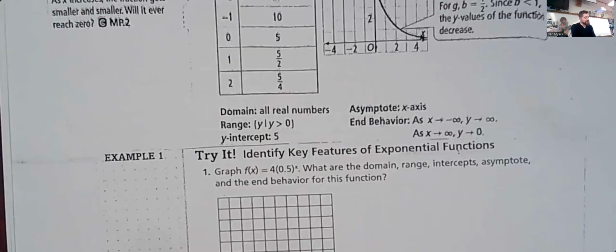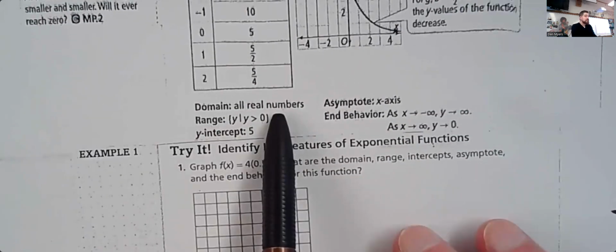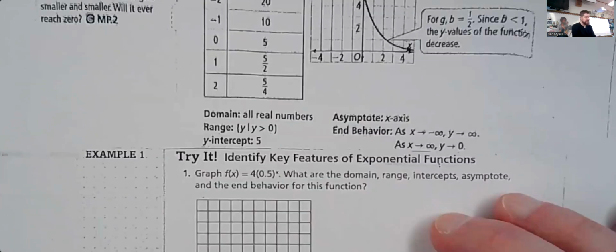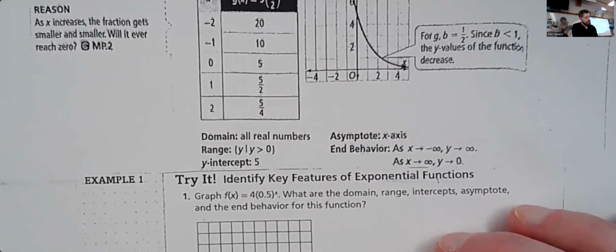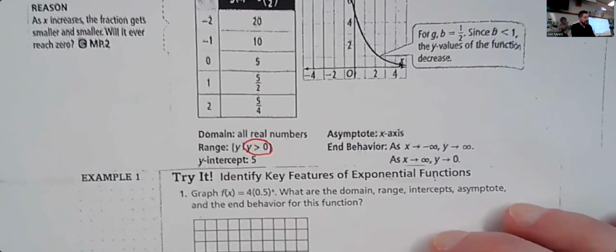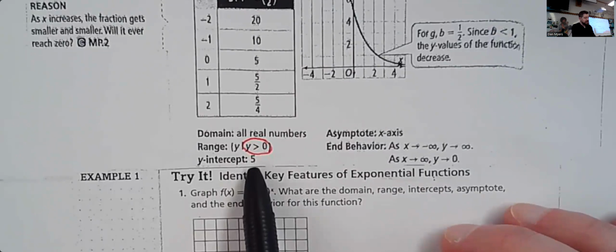So here we go. Domain: all real numbers, because it goes left forever and it goes right forever. The range is the same as the last problem: y is greater than 0. Every value of y is greater than 0 because it'll never actually get down to 0. The y-intercept this time is 5.